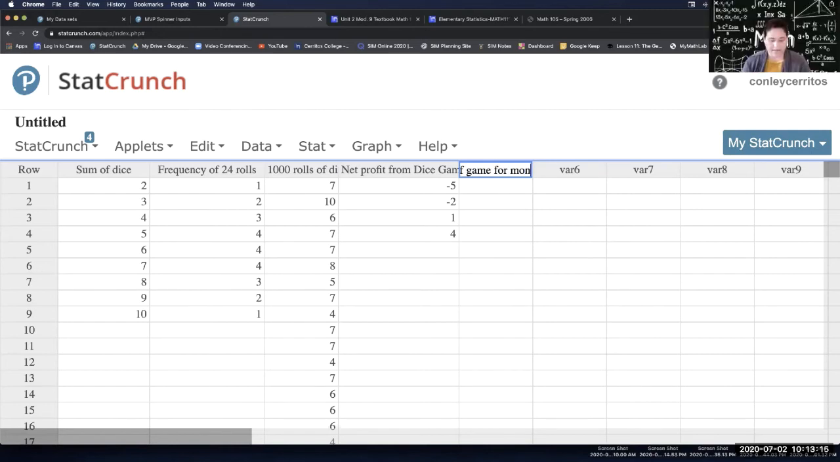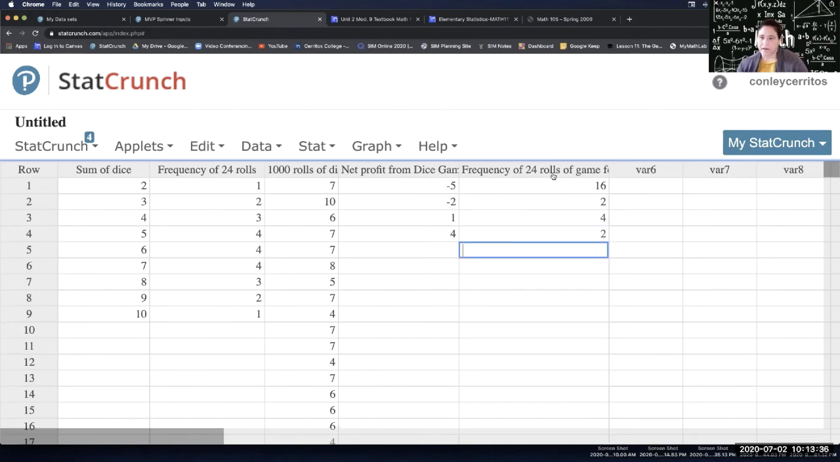I'm going to write, so that I distinguish it from the other one, this is the frequency of 24 rolls, and this is for money. So the -5, we said happened 16 out of 24 times. The -2 happened 2 times. And all of these should add up to 24. Good.